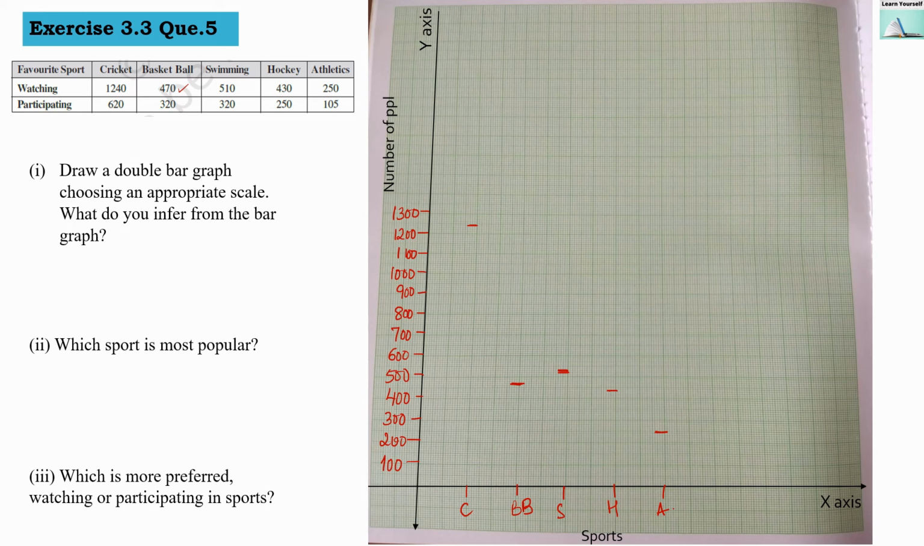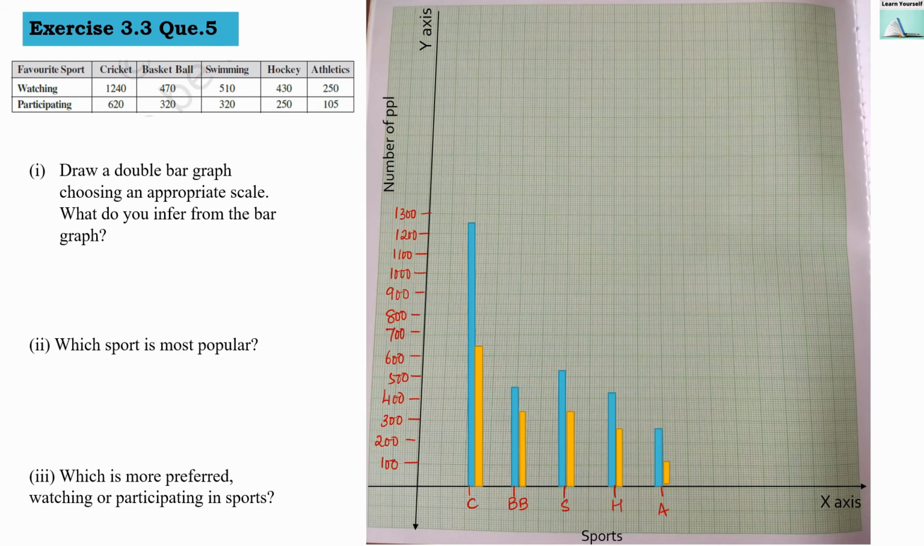Now I am going to mark the people who are participating in particular sports. So cricket, 620 people are participating. So 620 somewhere over here. Then basketball 320. Then swimming 320. Now let us join these lines and we are going to draw a bar graph for each and every sport. So when I draw my bar graph, it will look something like this.